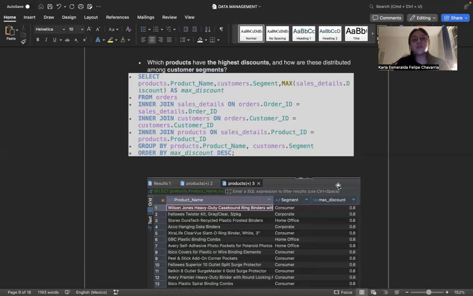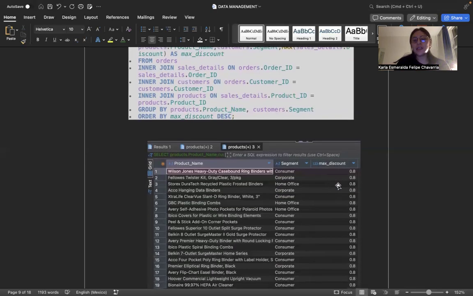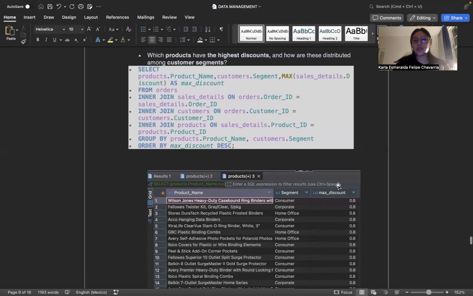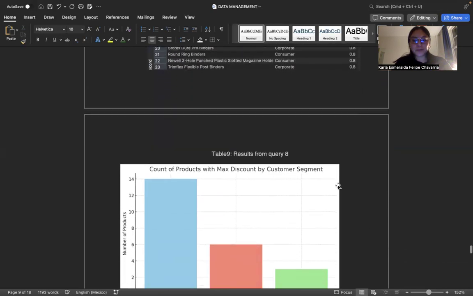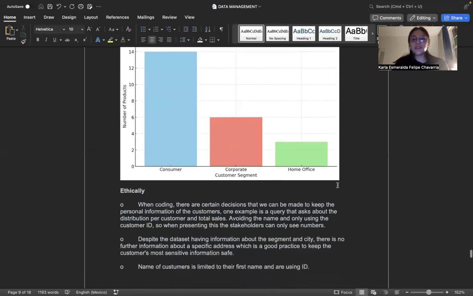And then we are using products as the final inner join to display by the product name. So again, this is joined with sales details by the foreign key and the primary key of products, product ID. And everything is grouped by the product name and the segment that is requested by the question. And the order is the ones that had the most maximum discount. And the result is a bar chart.